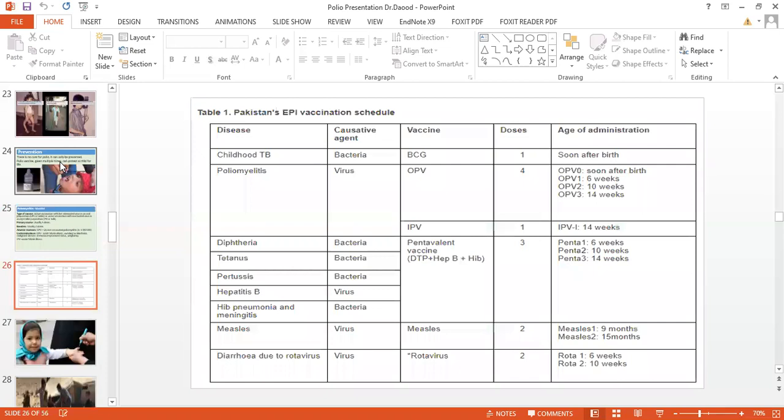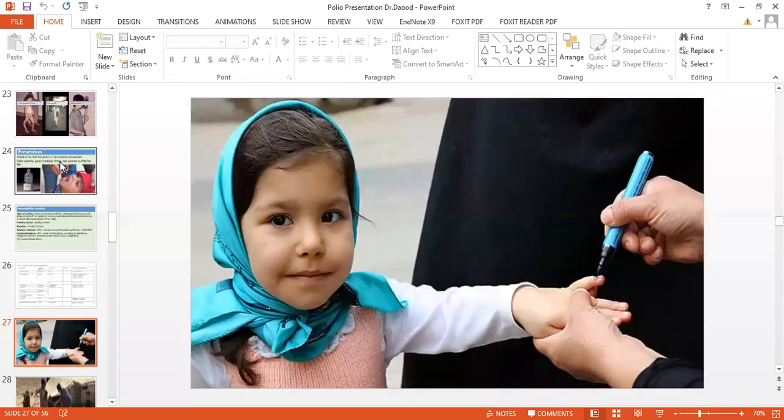Here you can see we are simultaneously using two types of vaccine in our EPI program. We usually give 4 doses of OPV: a zero dose as soon after birth, then at 6, 10, and 12 weeks, and along with the OPV, the injectable inactivated poliovirus vaccine, IPV, is also given at the 14th week. Why we give it, I will discuss later on. As you can see, during a polio campaign, the left little finger is marked with a marker so that the child may be recognized as having been vaccinated.